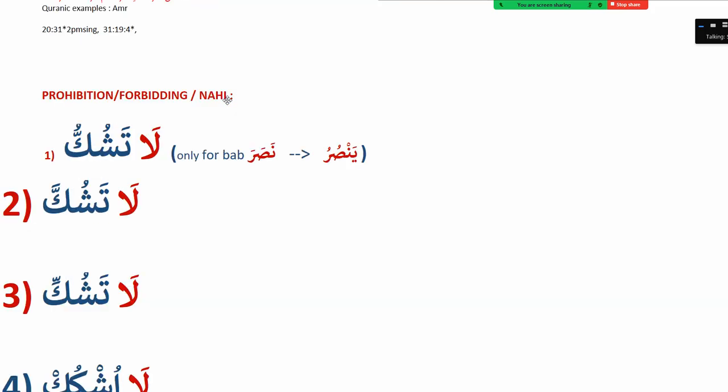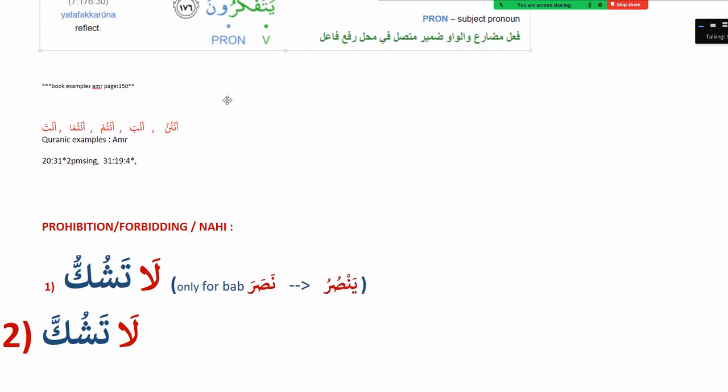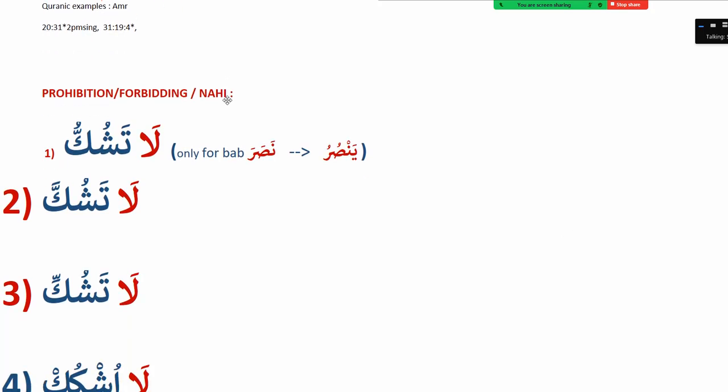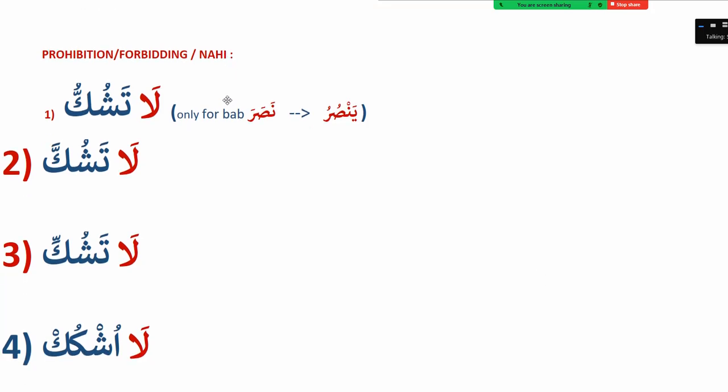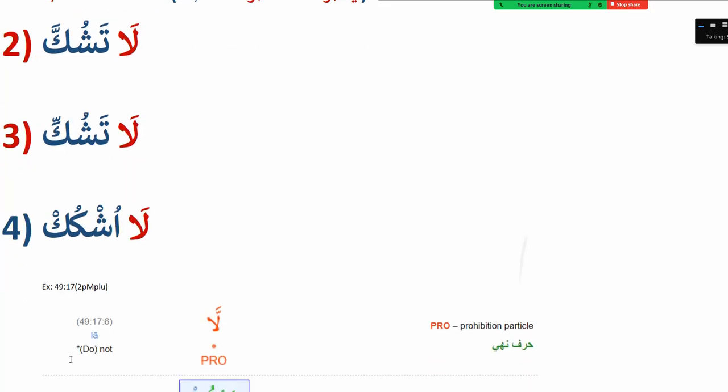Prohibition or nahi. How do you make the prohibition? In this case, we have tashukku. So you take the prohibition la tashukka. So there are three possibilities. Like how we had the command shukku, shukka, shukki. Same way we have la tashukku, la tashukka, la tashukki, and la ushkuk. Okay, same command. You just have to put the la for that.